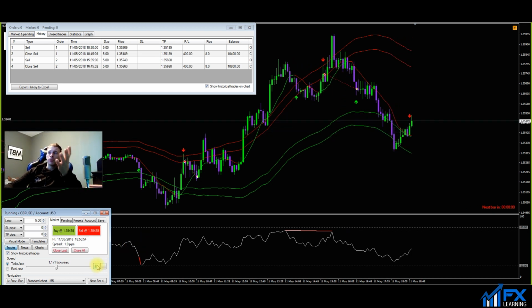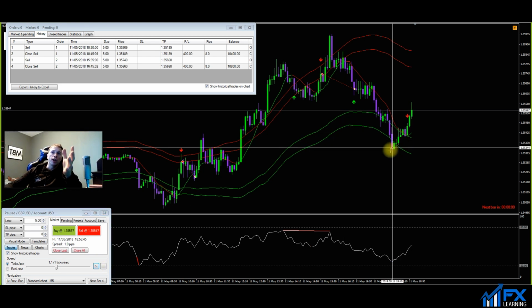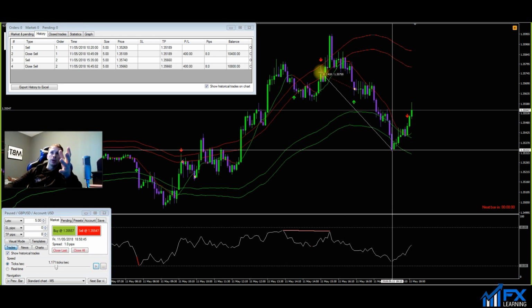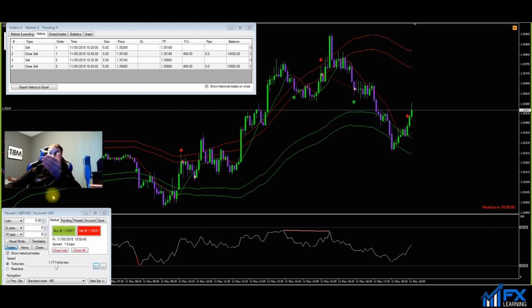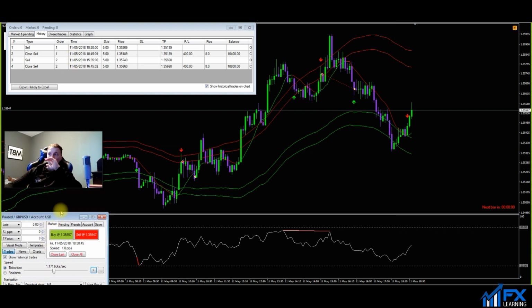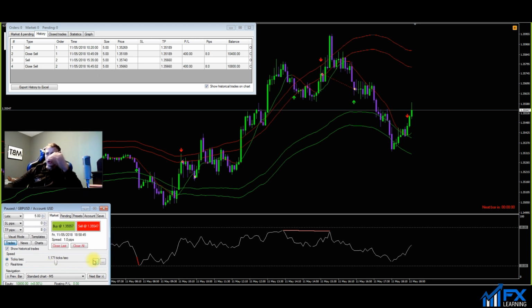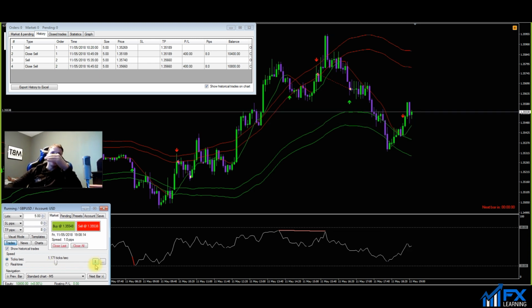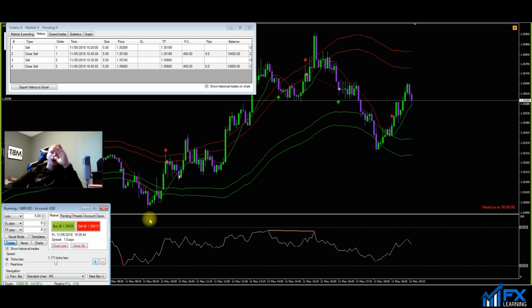Again, if I'd managed this trade more, I could have maybe got out of this setup with 42 pips. But again, I'm happy now. I'm up almost 8% on this account. So don't just think about pips, it's more about managing the trade.